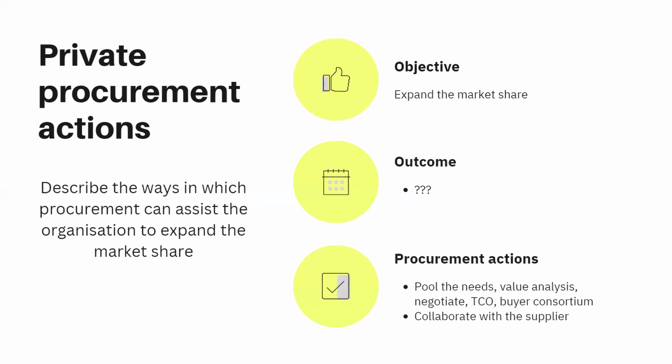Okay, so let's continue on some practical questions. The first type of question here is about the impact of some objective, like profit or market share, on procurement. The second type is about the ways that procurement may assist the organization to achieve something.